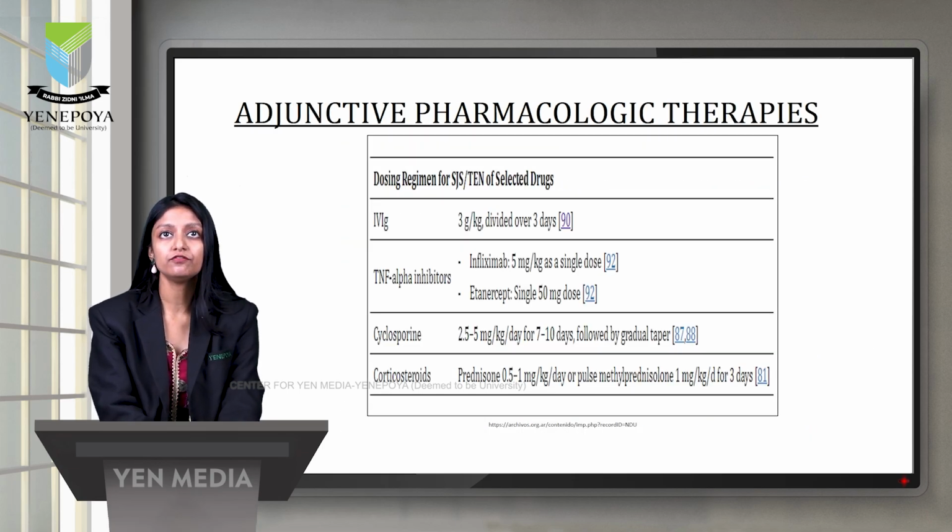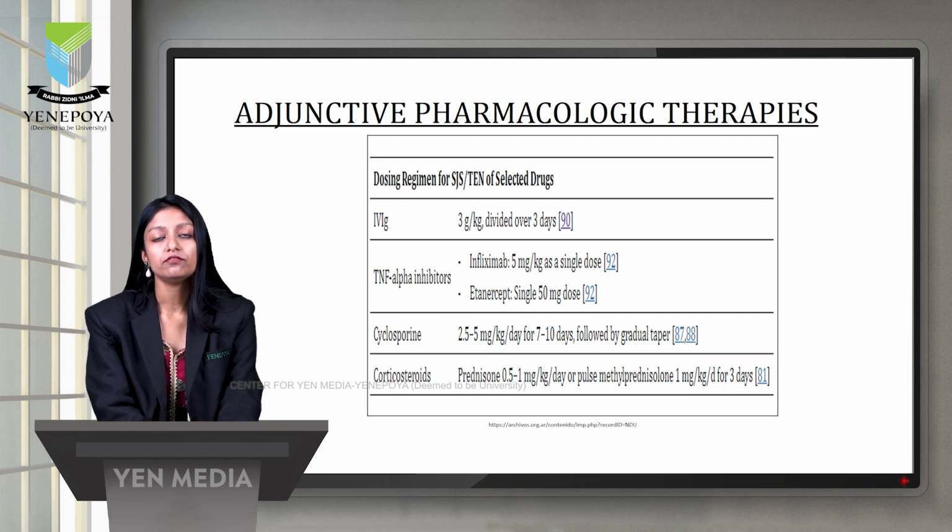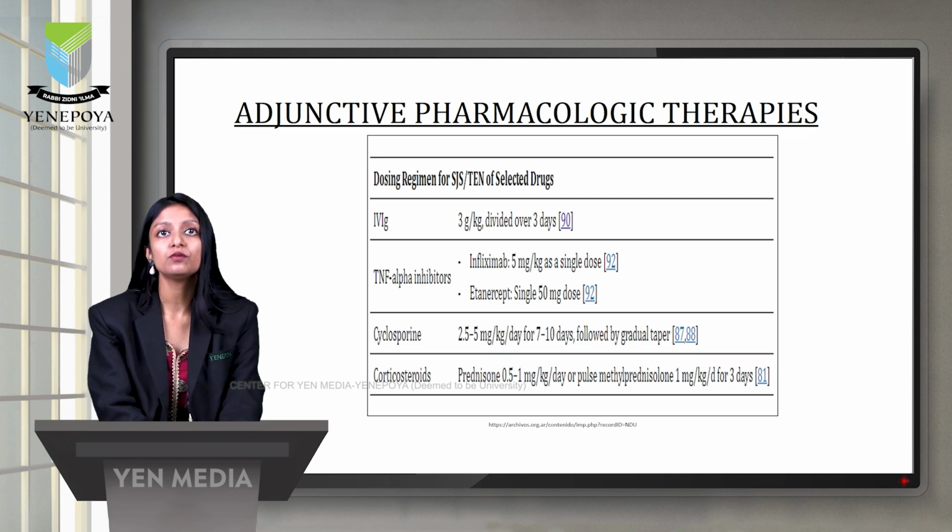Coming to adjunctive pharmacological therapies. Now we have IVIG, or IV immunoglobulin. Then we have TNF alpha inhibitors, which will usually be given as a single dose. Then we have cyclosporine, which is a very crucial medication in such cases. Then we have corticosteroids like prednisone.